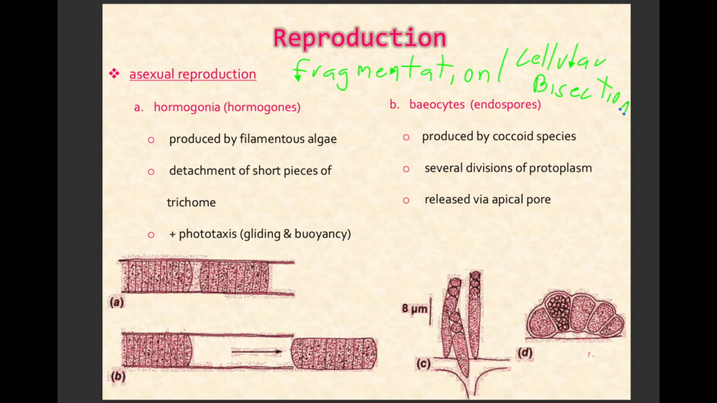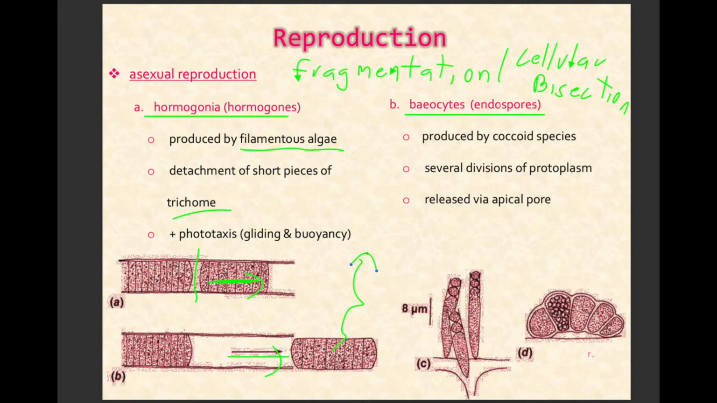So there are two types. We have your hormogonia or hormogones and your baeocytes or the endospores. Your hormogonia are produced essentially by your filamentous algae. They are detachments of short pieces of trichomes without the mucilaginous sheath, and they exhibit positive phototaxis or gliding to buoyant nature. So a certain part of your trichome, of your filament, will be detached and ejected, and it will rise to the surface to photosynthesize. So that's your hormogonia or hormogones.